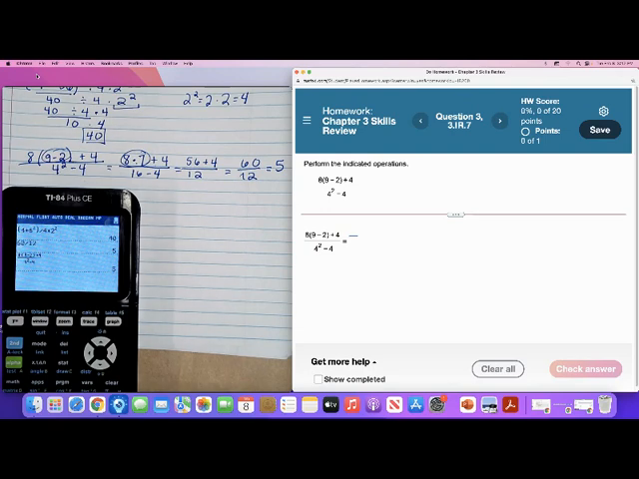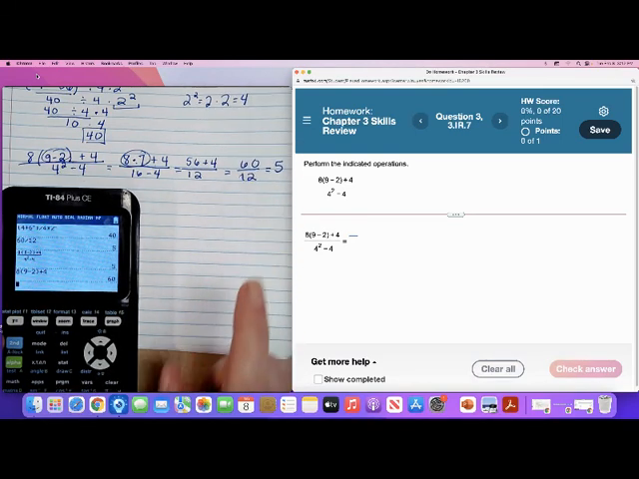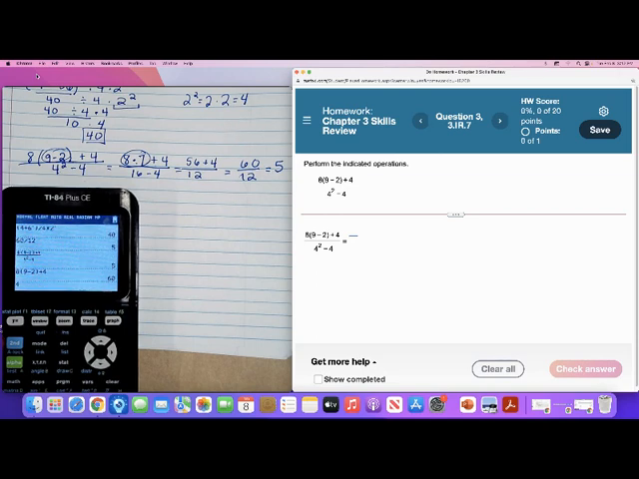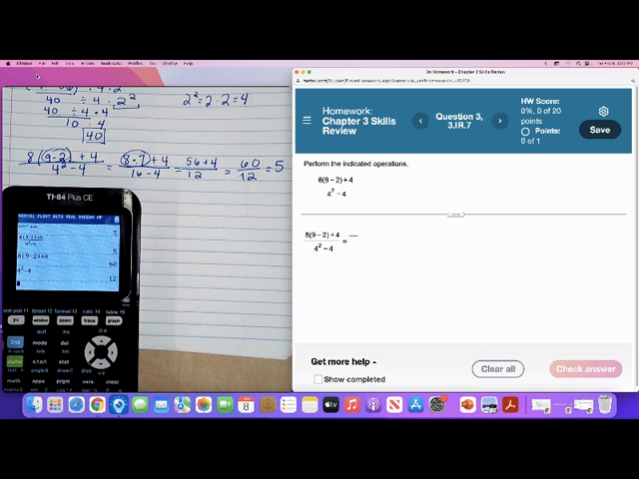If you don't have the updated operating system, then you would just do top and bottom separately. So that's your top. And then you do bottom. And then divide them. 60 divided by 12. So those are 2 options for you.